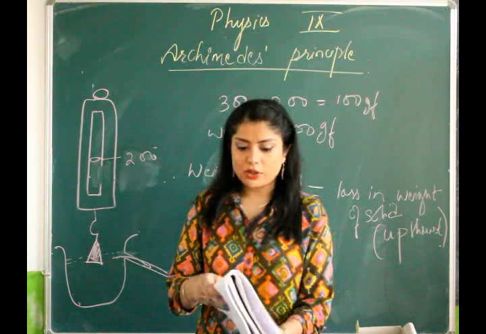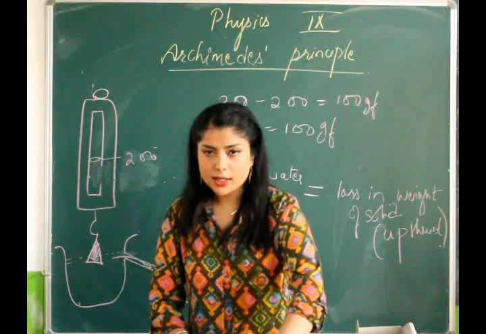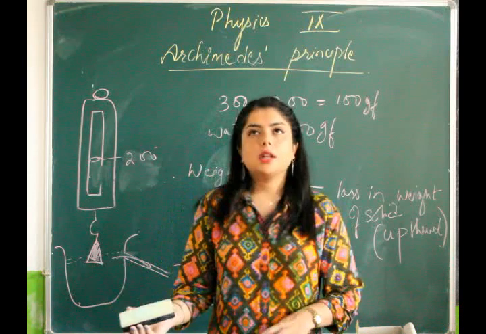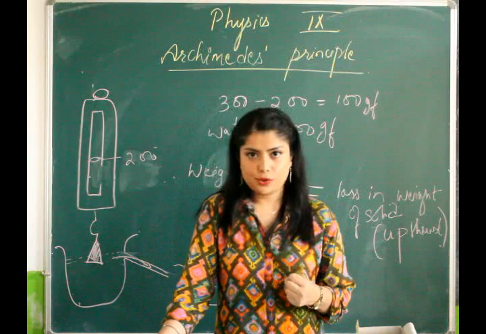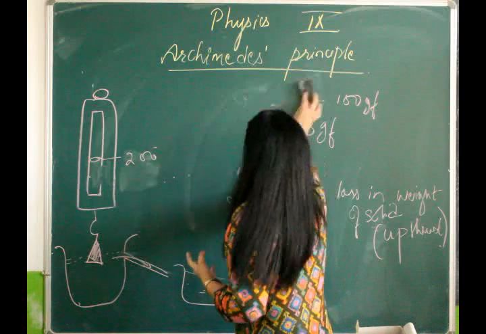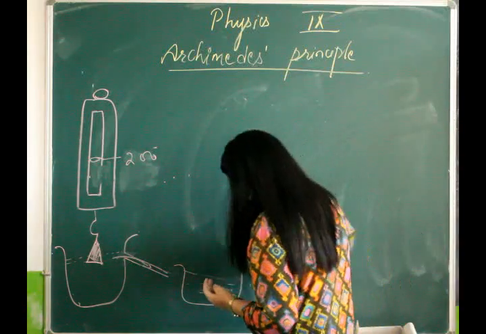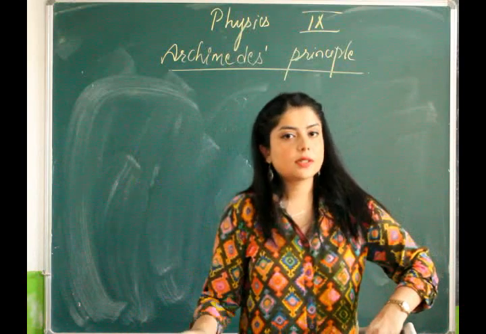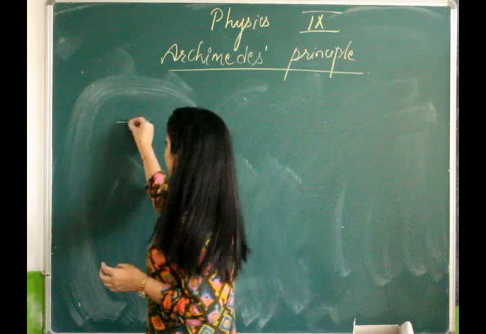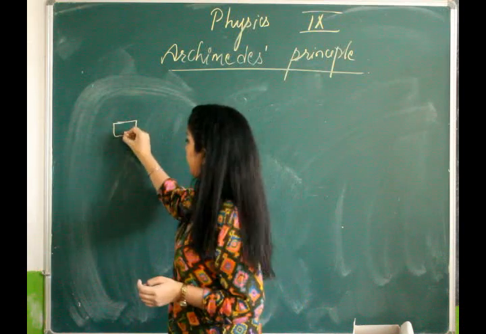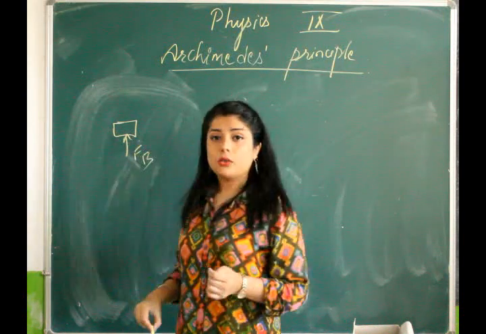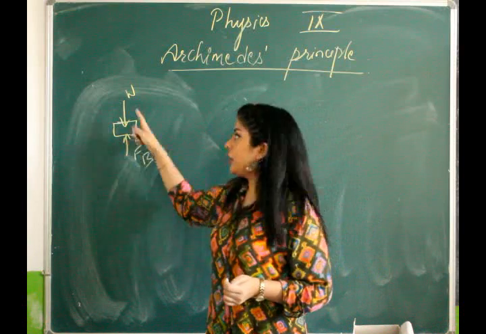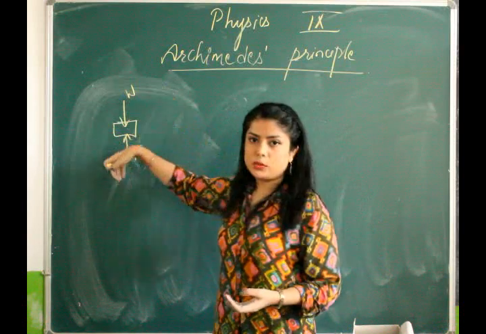Now, the last topic from this part of the chapter is: solid bodies with density rho greater than the density of the liquid sink, while those with density less than the density of the liquid float. Previously, what we have studied is that there are two forces if you immerse an object in a liquid. One acts upward, which is the upthrust. Another acts downward, which is the gravitational force W. If upthrust is more than or equal to the weight, the object will float. If the downward force is more, the object will sink.